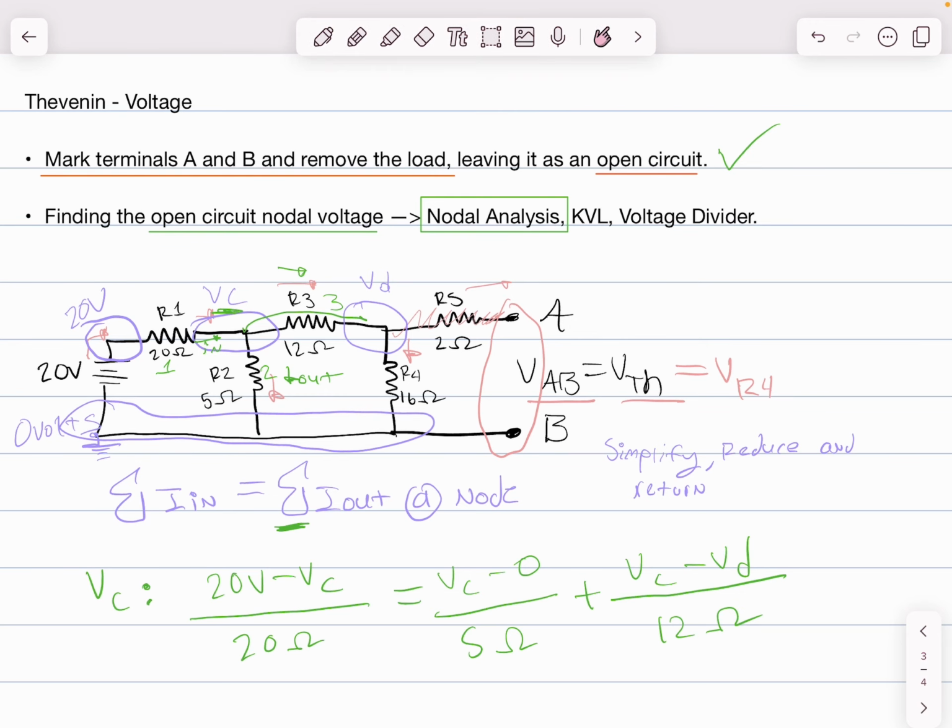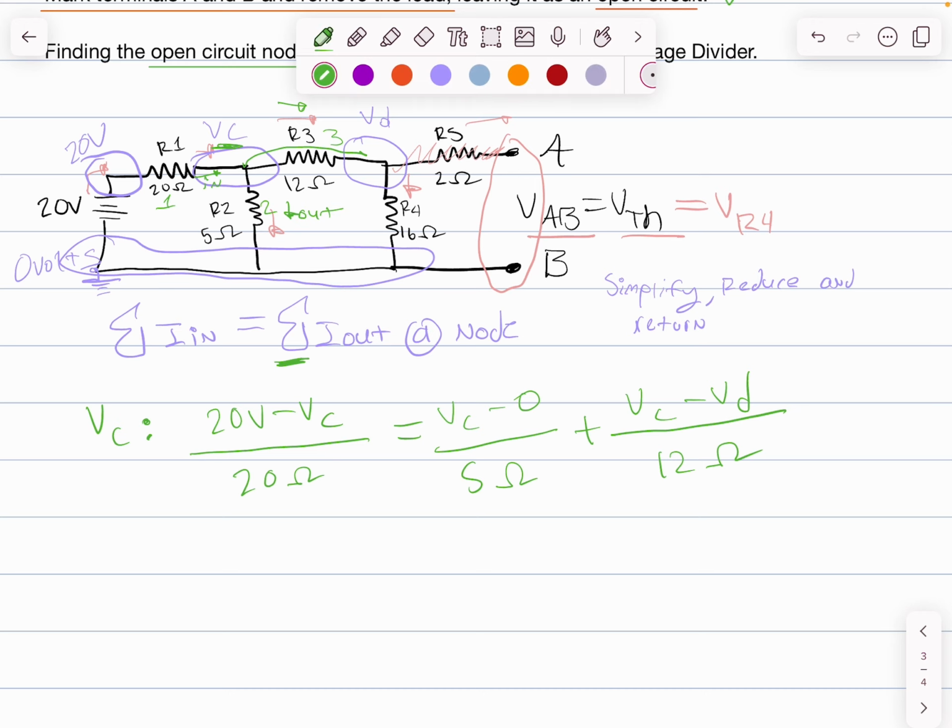Now I'm going to switch over to the darker purple. And this is going to be my equation for VD. In this case, because of that hanging resistor and because there's no current through R5, I'm just going to have 2 arrows, one for R4, one for R3. So 2 currents in my equation. I'm going to still have VC going to VD over the 12 ohms. And then I'm going to set that equal to the current going out. And that will be VD minus 0 over the 16 ohms.